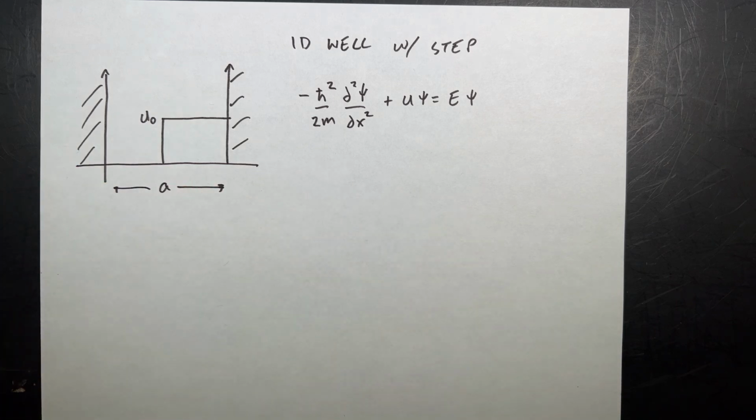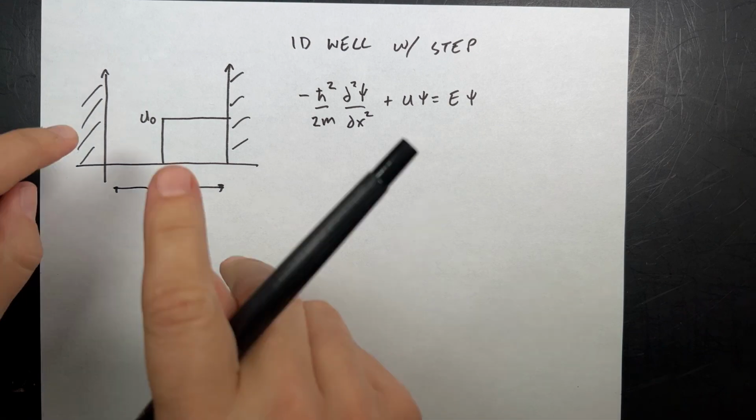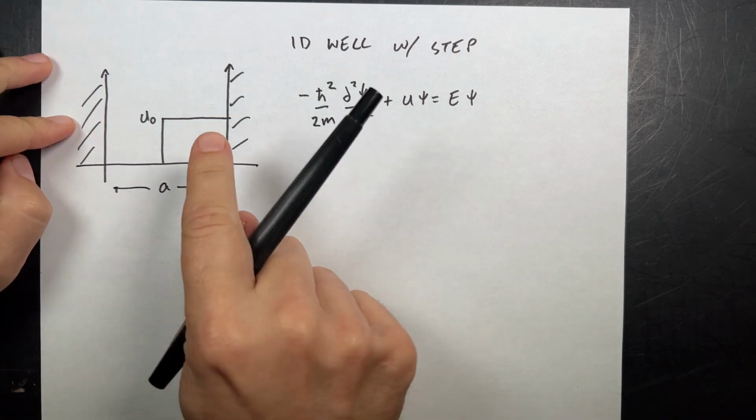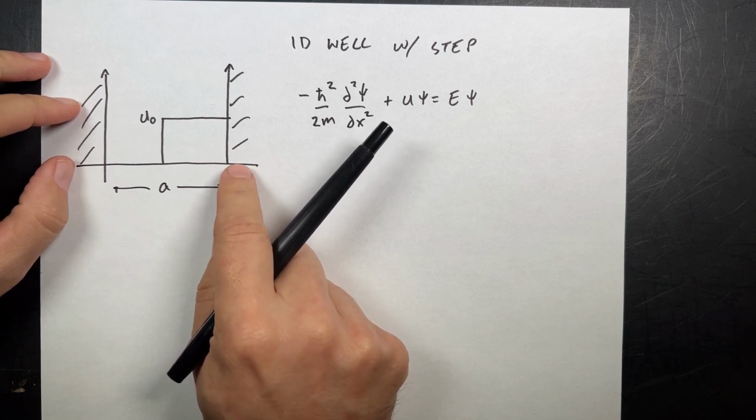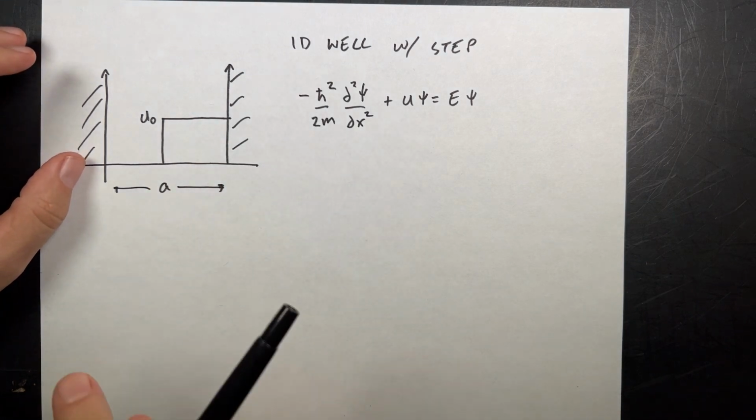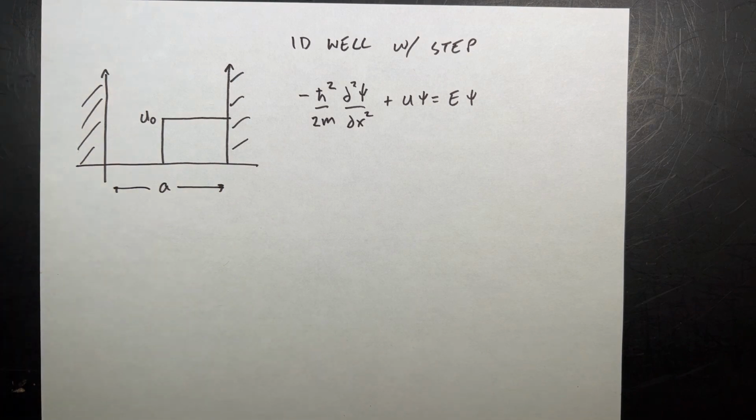Time for some more quantum mechanics. One-dimensional time-independent Schrodinger equation. I'm working through a bunch of problems and I already did this one. So this is an infinite square well, a one-dimensional infinite square well with a step. Let me show you my previous solution because we're going to do it again. Because it's nice to have these different methods that you can use to solve these kinds of problems.